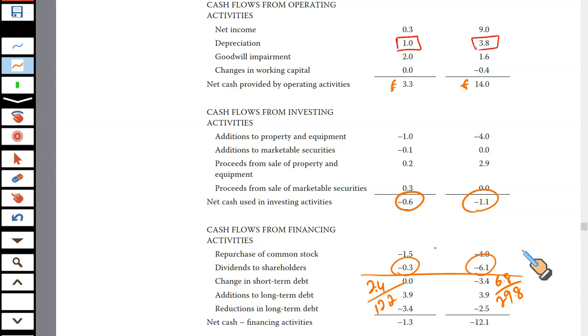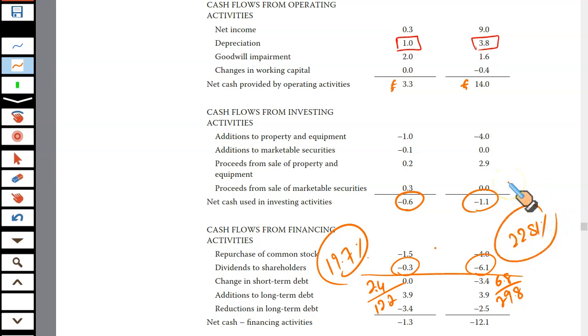It's about 19.7%. And for Y it's 6.8 divided by 29.8 times 100, it is 22.8%. So let us tabulate all these and then decide which should be the correct option.